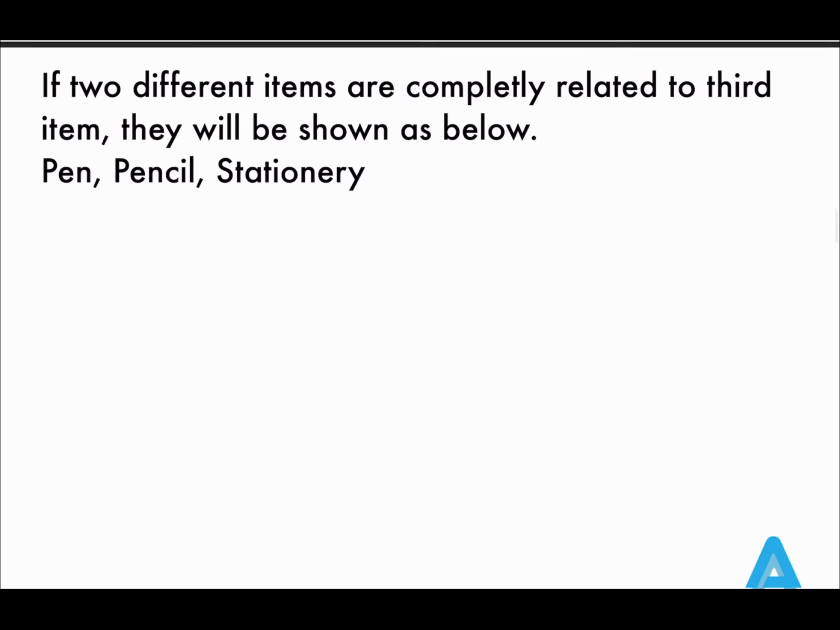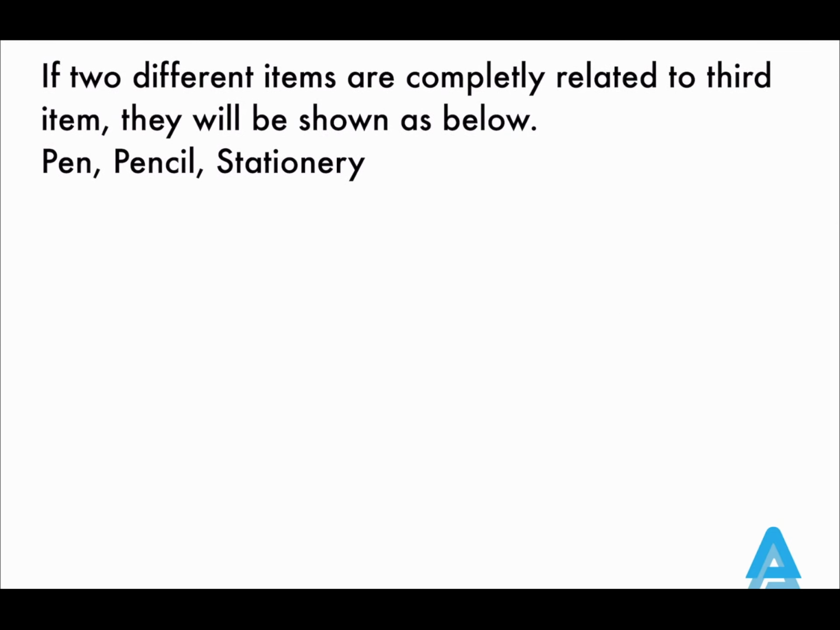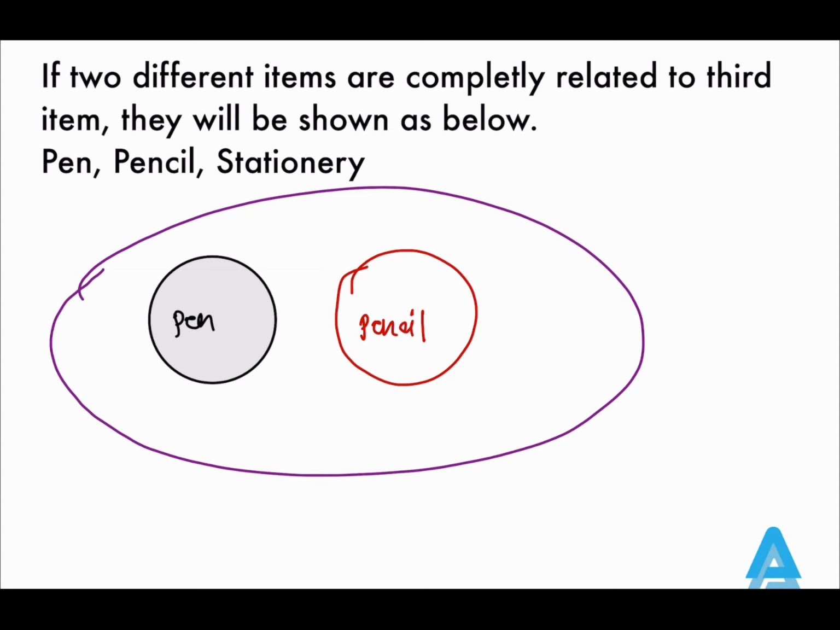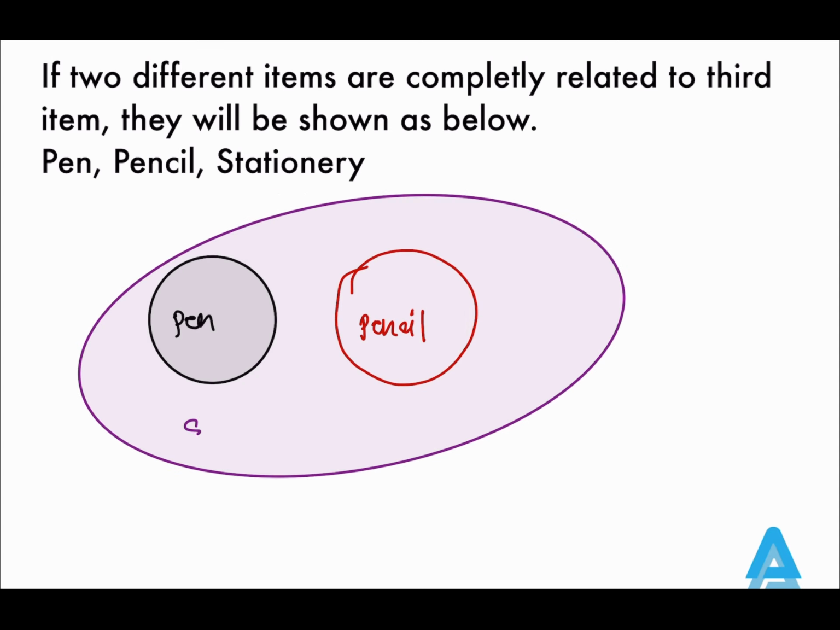Now if two different items are completely related to a third item, suppose this one is pen, and this one is pencil. You can say that pen and pencil both are part of stationery. Pen and pencil are part of stationery.